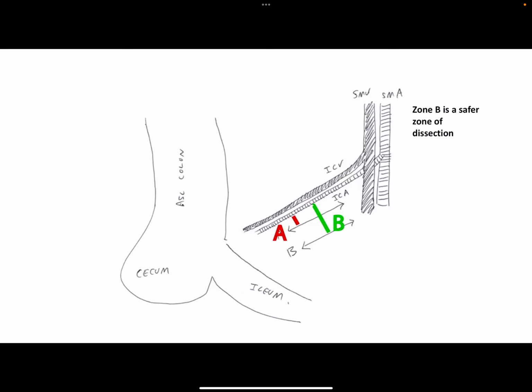And also during D3 dissection, it's very important not to remain very close to the ileocolic vessels. So we have divided into zone A and zone B. Zone A means we are going very close to these vessels. We are ligating, so it's safer to be a little bit farther away from that. In one way, we are not damaging those vessels. In the second way, the lymphatic clearance will be better.